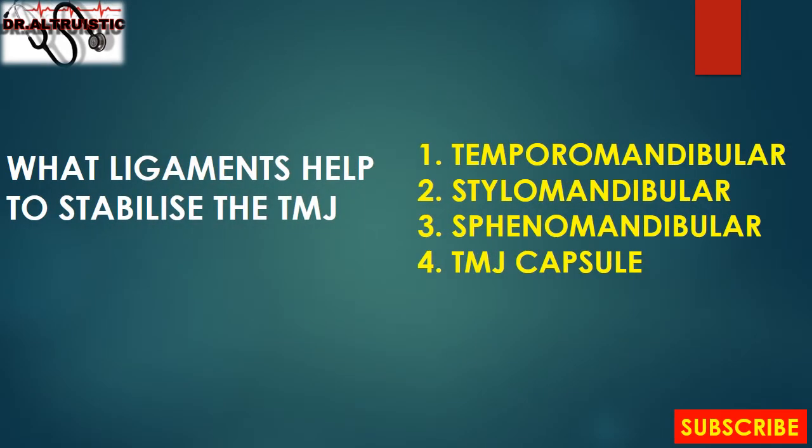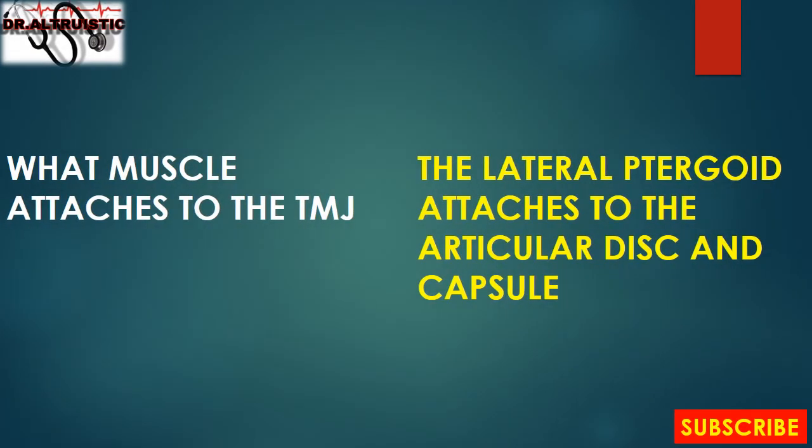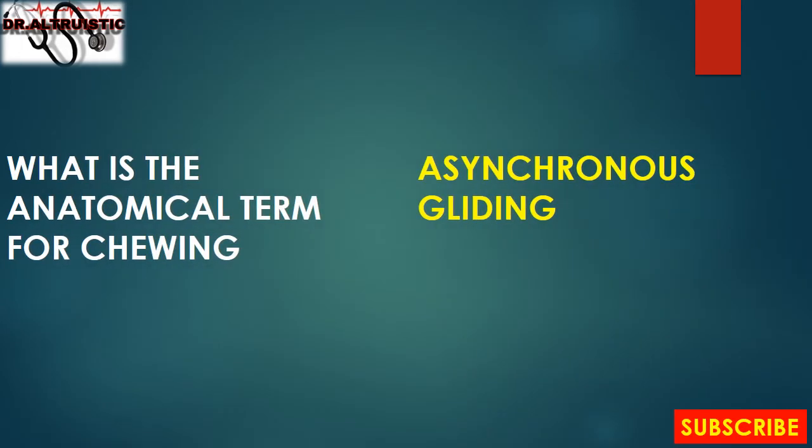What ligaments help to stabilize the TMJ? 1. Temporomandibular. 2. Stylomandibular. 3. Sphenomandibular. 4. TMJ capsule. What muscle attaches to the TMJ? The lateral pterygoid attaches to the articular disc and capsule. What is the anatomical term for chewing? Asynchronous gliding.